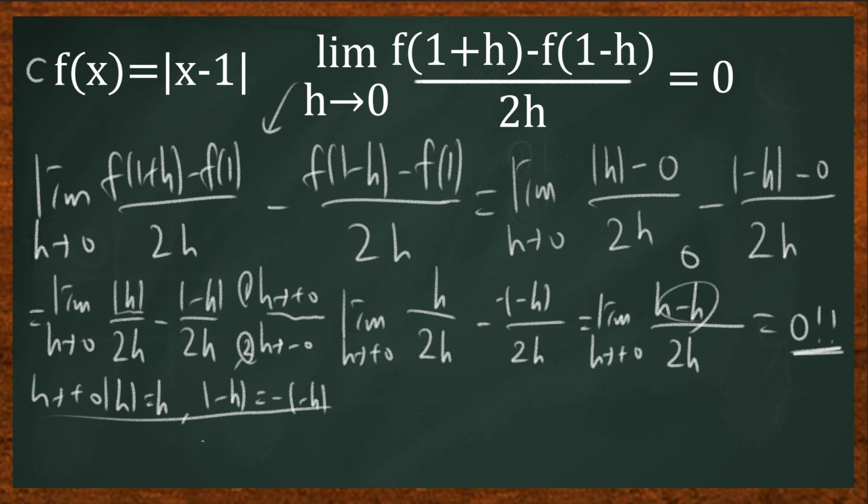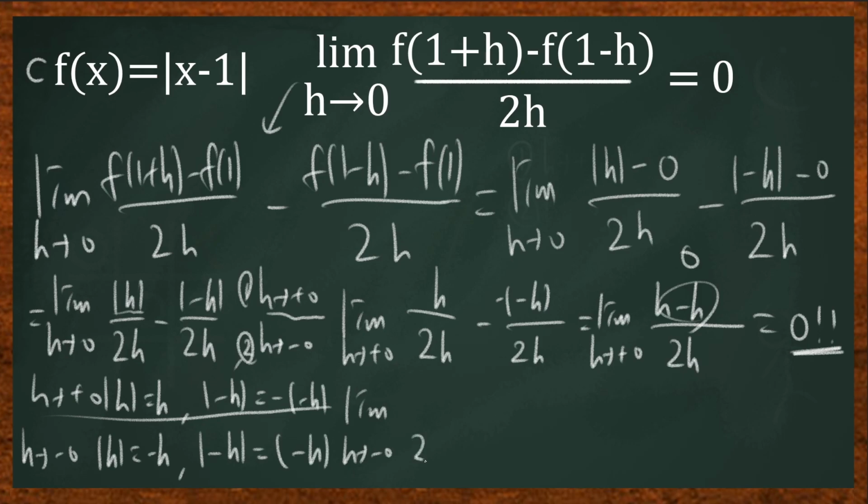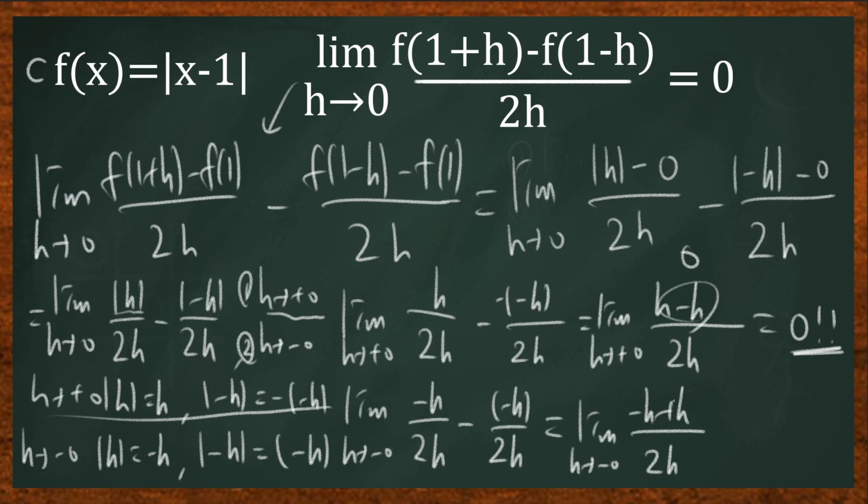Now let's solve the limit as h approaches 0 from the left side. Then the absolute value of h will be minus h, and the absolute value of minus h will just come out as bracket minus h. So this limit will become minus h over 2h minus bracket minus h over 2h, which is minus h plus h over 2h, which is 0 over 2h. And because 0 came out in the limit, the answer will be 0.